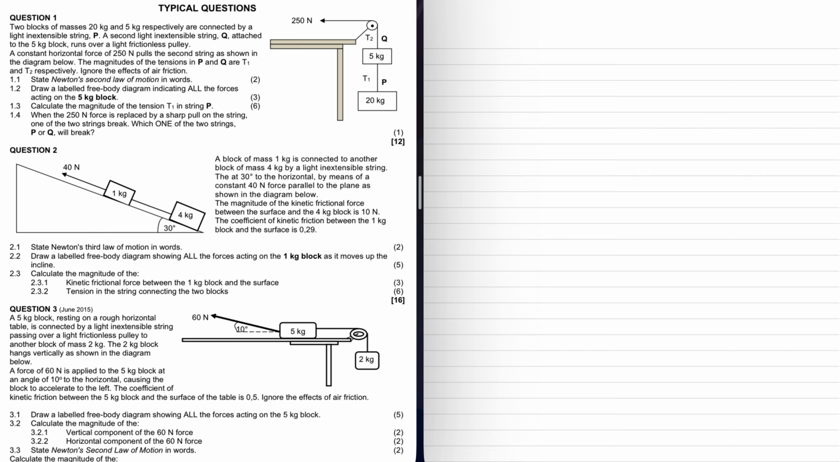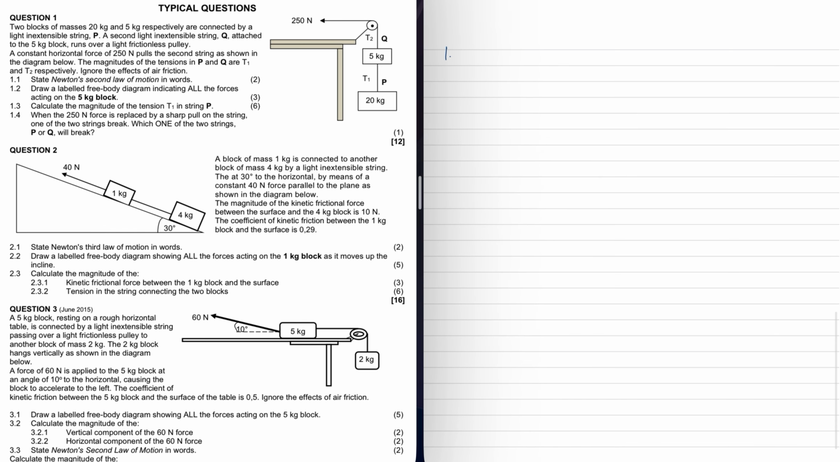So question 1.2 says, draw a labeled free body diagram indicating all the forces acting on the 5 kilogram block. So the 5 kilogram block is going to have tension pulling it up, so T2. It's going to have gravity pulling it down, and it's also going to have T1 as well.